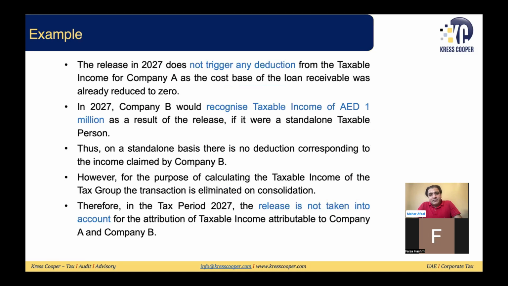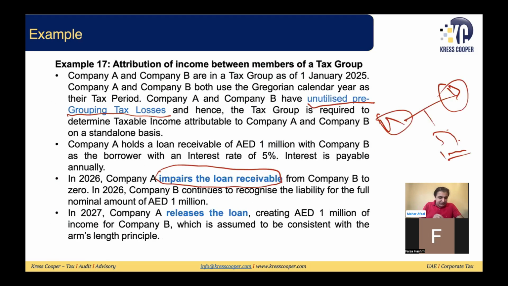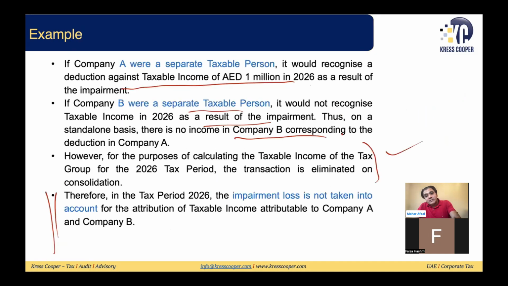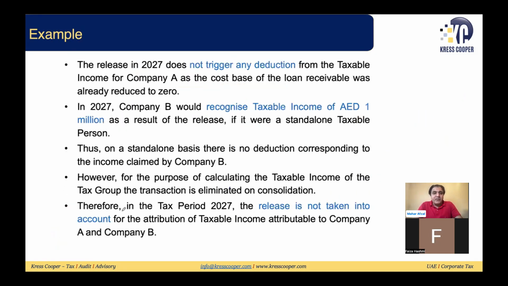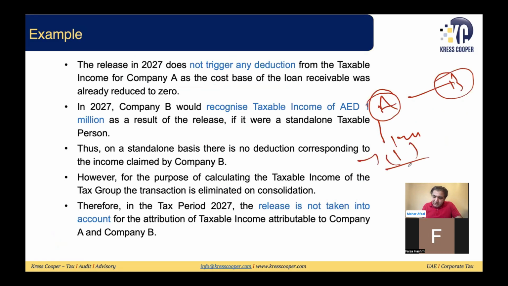This is the second. Now we are discussing this. Company releases the loan, waiver of the loan. Once there is a waiver of the loan, keep in mind the law said that when the law applies, a corresponding impact should be there. Now, once this loan is being waived off, A has already impaired the loan. It was 1 million. They have already impaired less 1 million. Cost is 0. Here the cost base is 0.